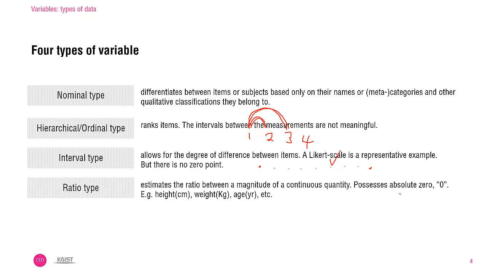And lastly, ratio type estimates the ratio between the magnitude of a continuous quantity. And the ratio type possesses absolute 0. For example, height, weight, age, and etc.